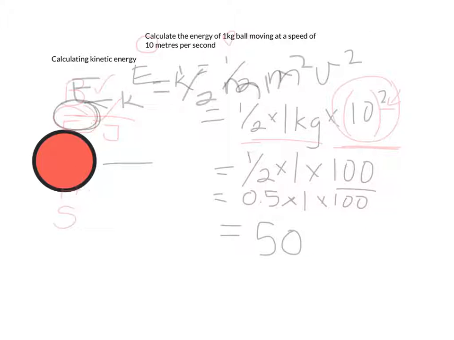50 joules. So remember, kinetic energy is a form of energy, and like I've said previously, energy is energy. We measure it in joules. Food energy is measured in joules. Kinetic energy is measured in joules. Gravitational potential is measured in joules. And you can just put the J.